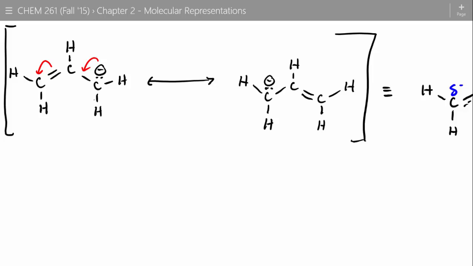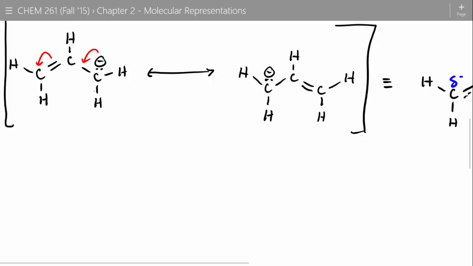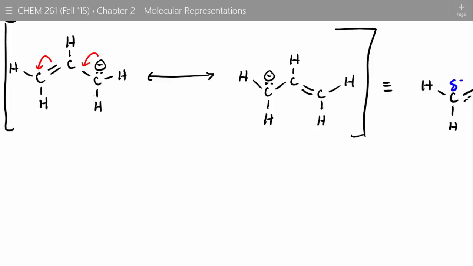Do you need to put arrows on both sides, or is it okay just to have it on one structure? You can just have it on one structure, but let's take a look at this next example.